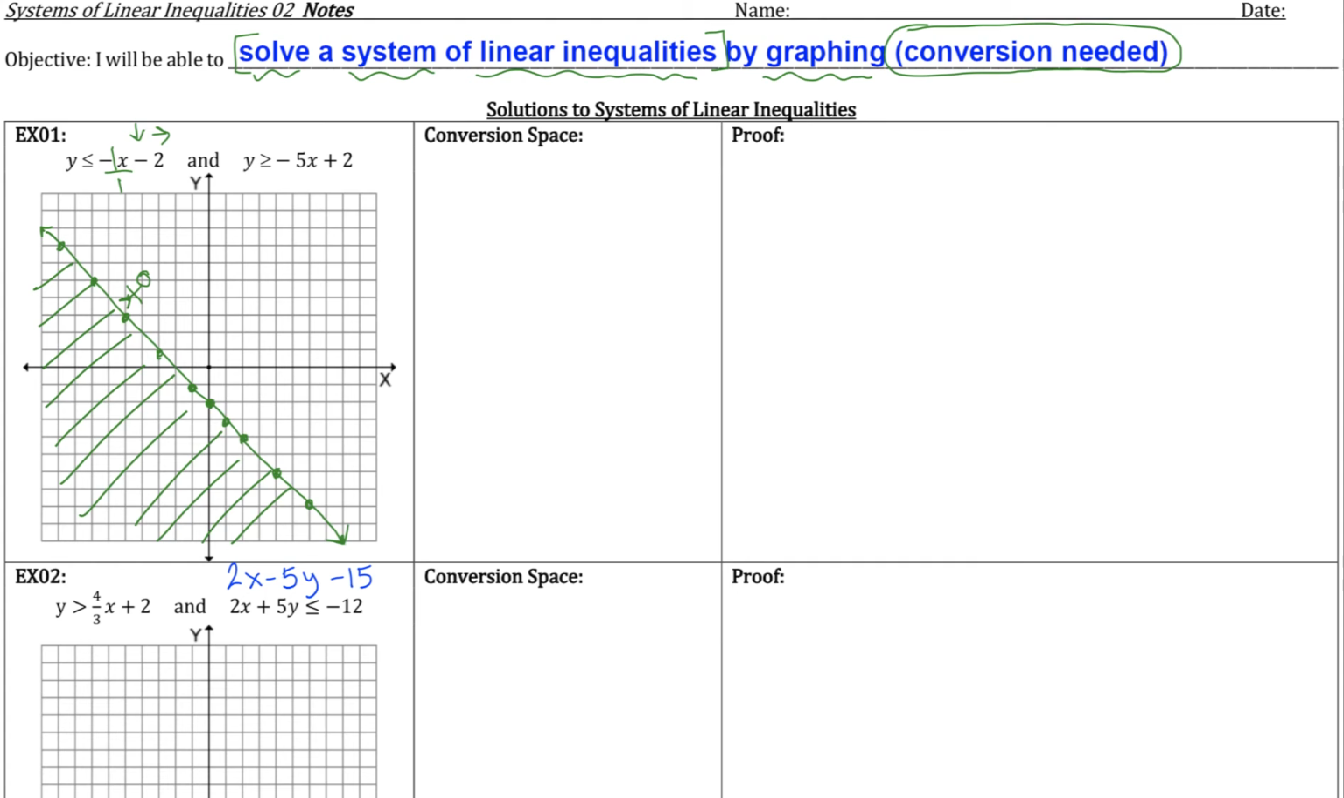And then let's do red. So 0, positive 2, so plus 2. And then we go negative 5 over 1, so down 5, right 1. 1, 2, 3, 4, 5, right 1. And it keeps going, right? 1, 2, 3, 4, 5, 1. And this is also a solid line.